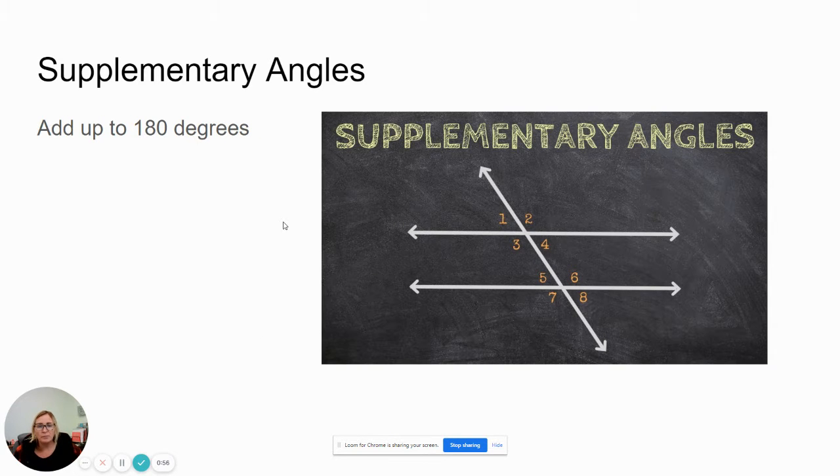Okay, so supplementary angles are going to be those that add up to be 180 degrees. We already covered this last week, but it looks a little bit different when we're talking about parallel lines and a transversal. So we would have 1 and 3, or 2 and 4, or 1 and 2, or 3 and 4, 5 and 7, 7 and 8, 6 and 8, 5 and 6. All of those are supplementary pairs, okay? So it just looks a little bit different in this kind of a situation.